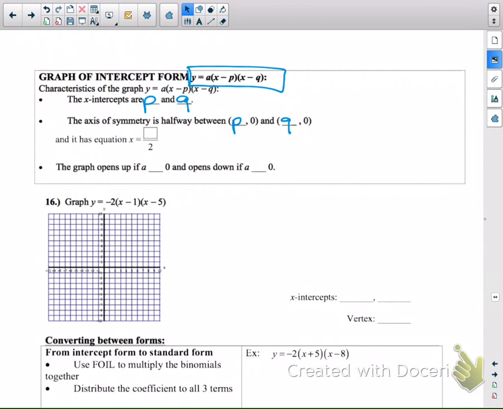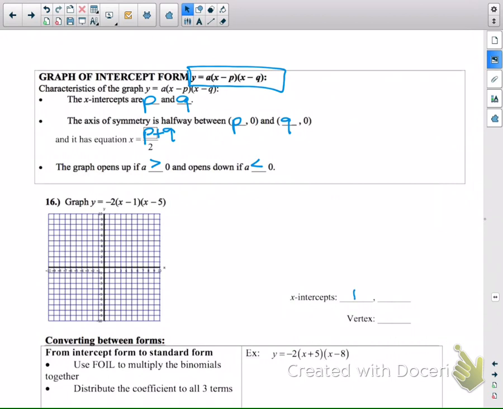So to find it, you can add P and Q and divide by 2. It's like an average. Again, the graph opens up if your A value is positive and down if your A value is negative. So the only difference here is how you find the vertex. This is why I call it the least useful form. Vertex is a pain to find with this one. You have to find your x-intercepts first and then find the middle between them and then use that to find your vertex. So here, what would be my x-intercepts in 16?